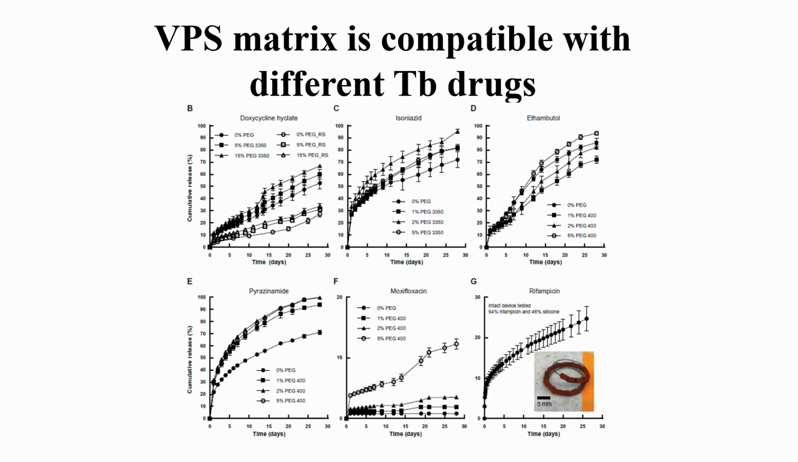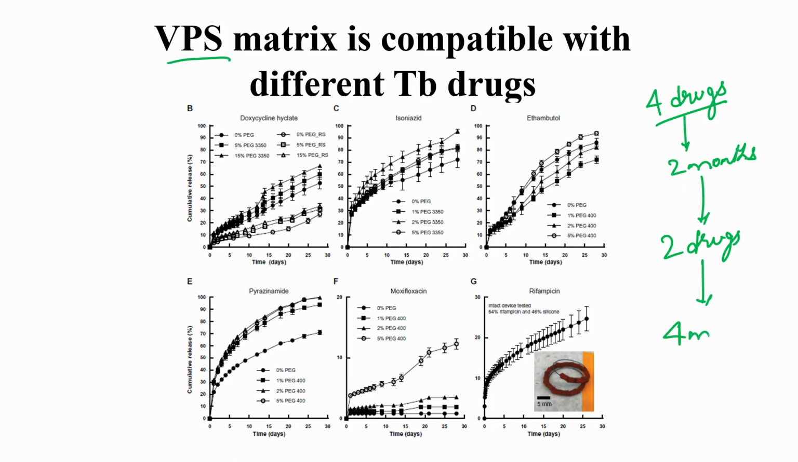So, here is basically what they are showing: the matrix that they have used, the VPs matrix, and we will come to it in a moment as to what exactly this is, but this is compatible with all kinds of TB drugs. So, in TB we have 4 drugs that are typically given, and these 4 drugs are given for a period of 2 months. These are first line drugs, and then after 2 months this is reduced down to 2 drugs which are then given for a period of another 4 months.